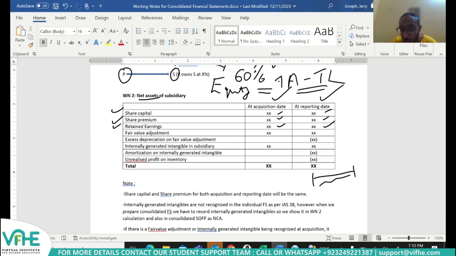That when added to this will give you the retained earnings at reporting date, right? So there will be some difference. Then what do you mean by fair value adjustment?